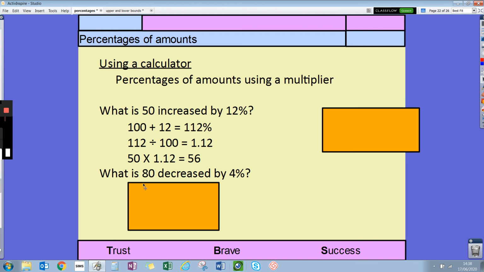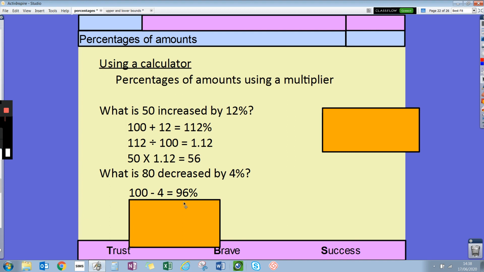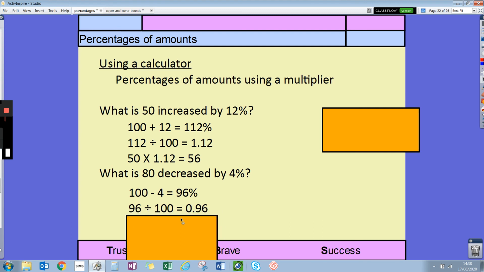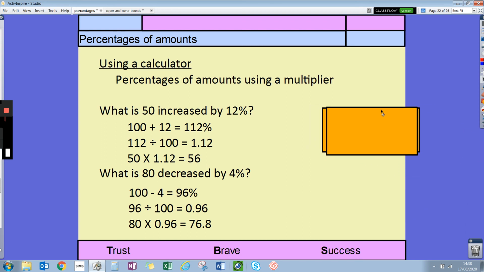And then one more example, 80 decreased by 4%. We're starting at 100%, and because we're decreasing, we're going to take that off. So 100 take away 4% is 96%. And remember, we want that as a decimal, so it can be used as a multiplier. 96 divided by 100 is 0.96. And then we're going to do 80 multiplied by 0.96, which is 76.8. And remember, when you're timesing by a number less than 1, it makes it smaller.